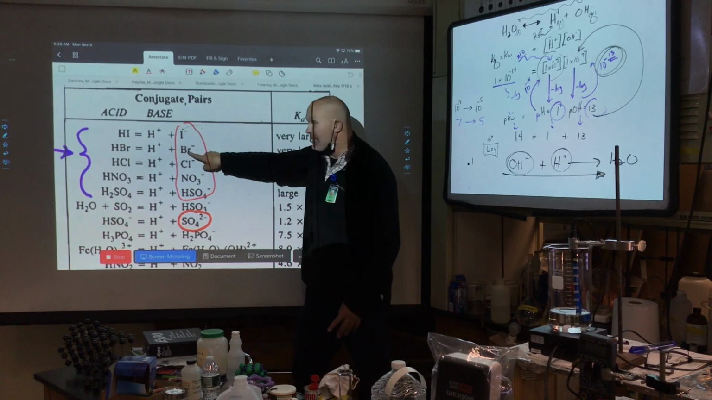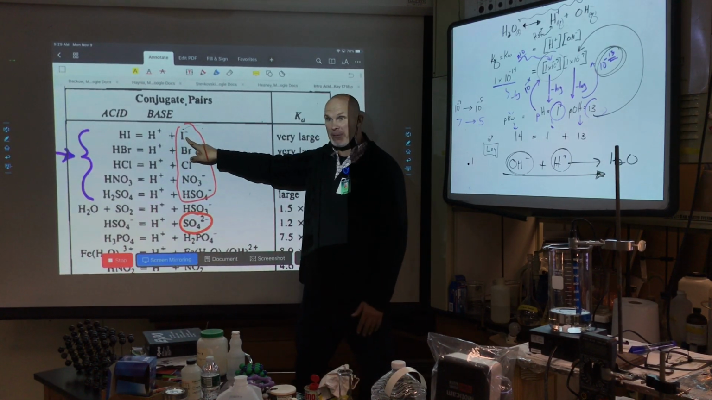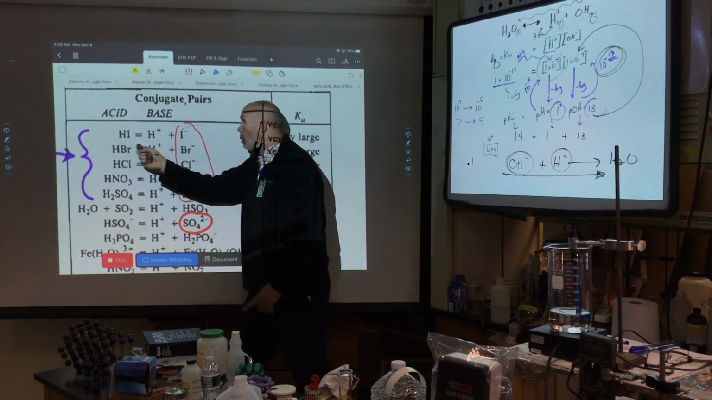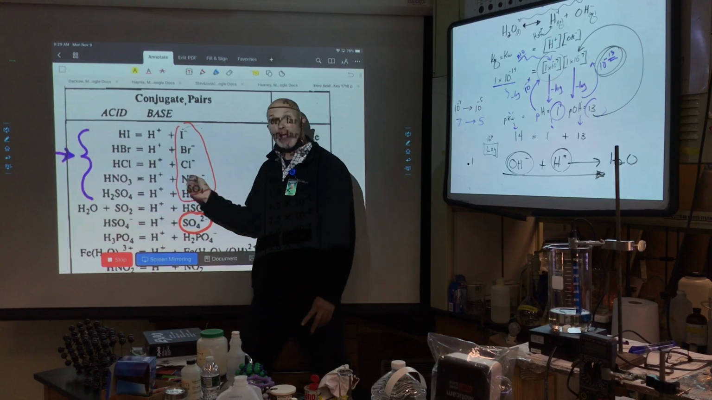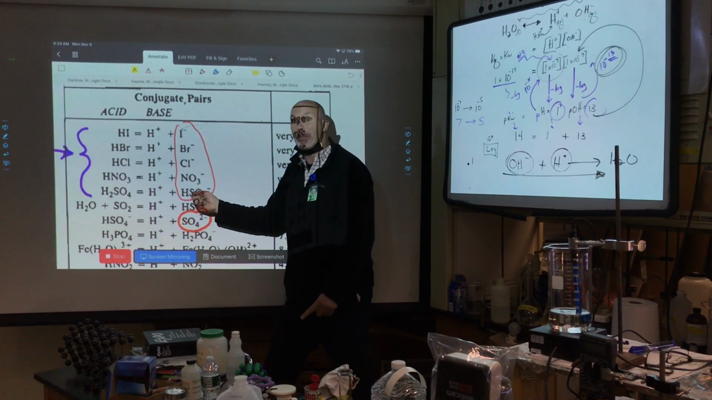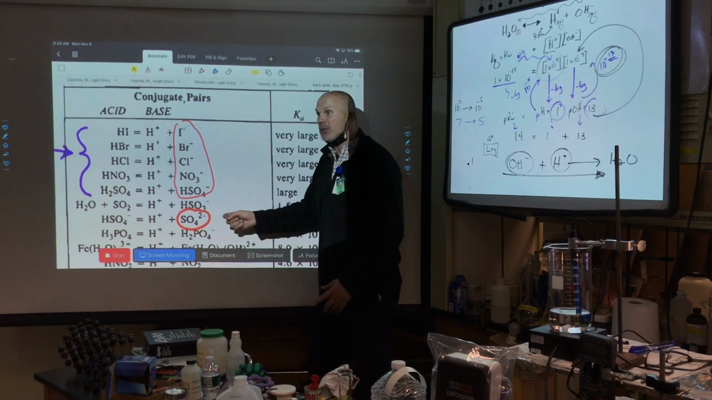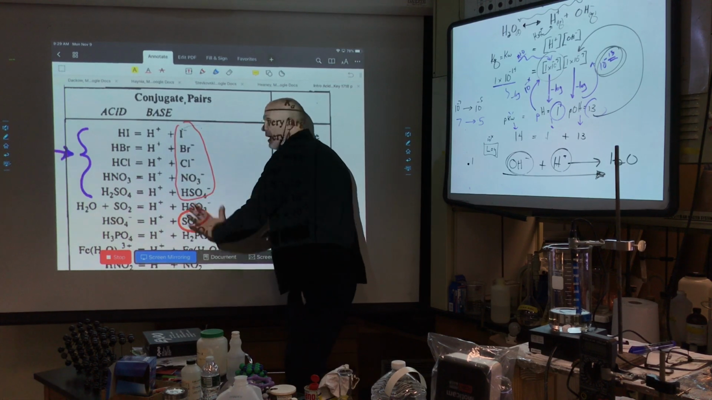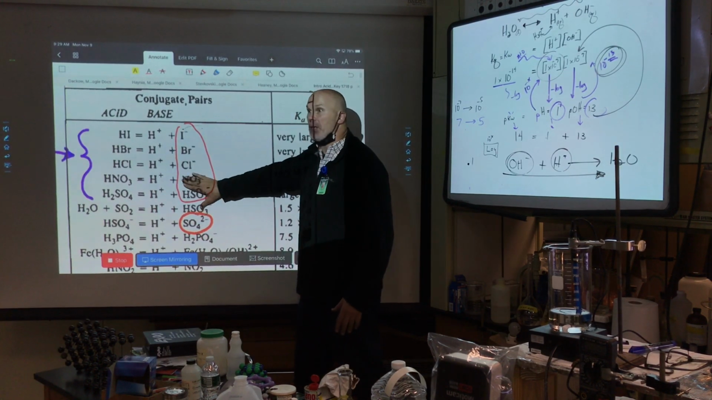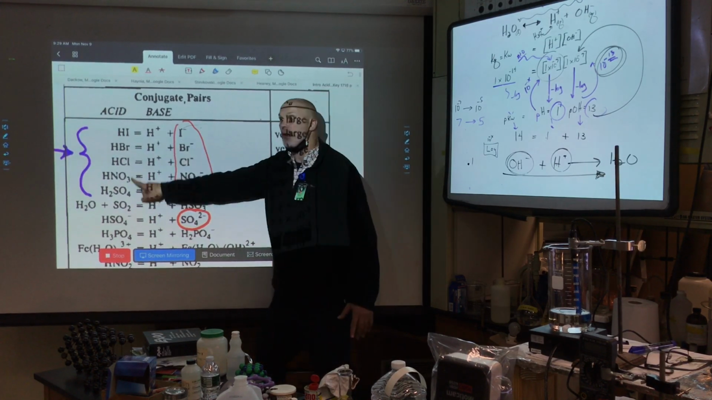They're not bases. They have no ability to accept a proton back. That makes sense? If these guys could accept a proton back, wouldn't they reform the acid? And if they reform the acid, it wouldn't completely dissociate. So these guys have no ability to do what? Go in the reverse and accept a proton. So we say they're conjugate bases just to be formal, but they have no ability to grab an H from water or anything else. And that's why they're strong.